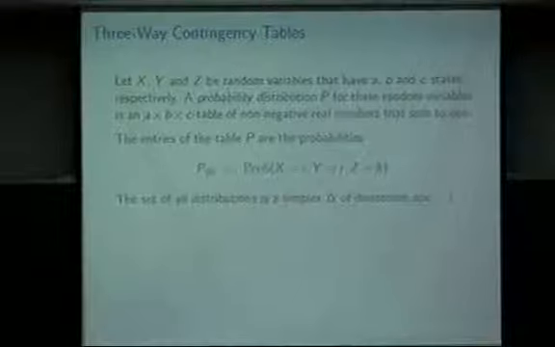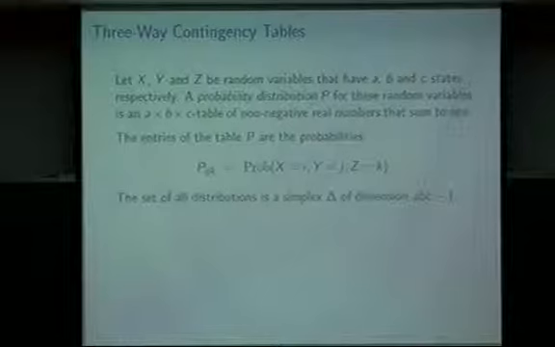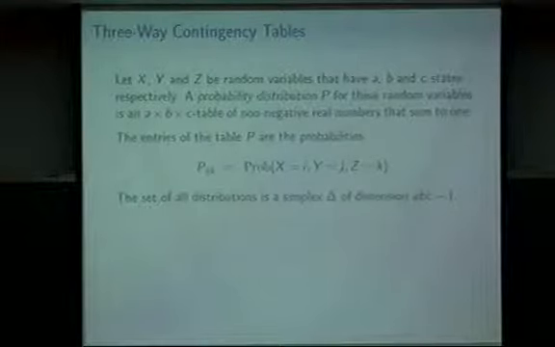So X, Y, and Z are random variables. X has A states, for instance 3. Y has B states, and Z has C states. Now a joint probability distribution is an A by B by C table, or matrix, or tensor of numbers, non-negative real numbers that sum to 1. So think about a Rubik's Cube. Try to imagine a Rubik's Cube that's filled with non-negative real numbers that sum to 1. That's a distribution.